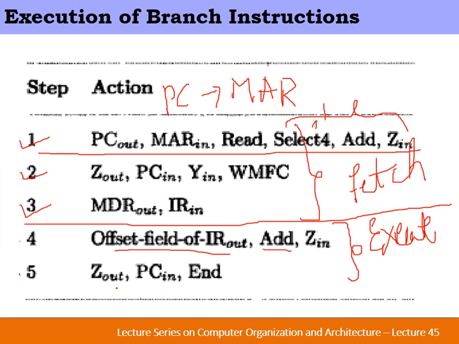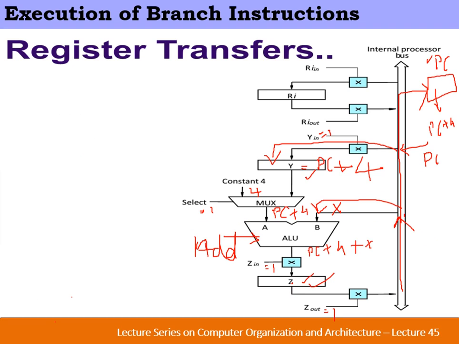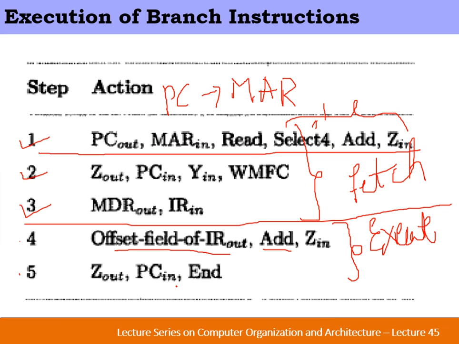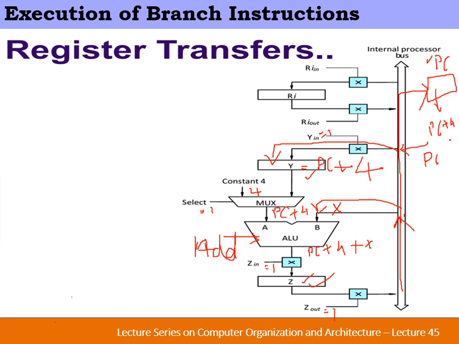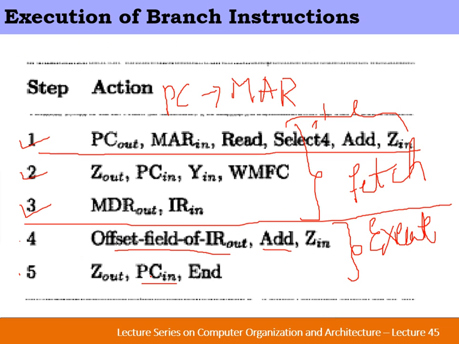And at step number 5 we have Zout equal to 1. The content of PC plus 4 plus X will be propagating in the internal processor bus, and we are going to store it in the program counter. As the value is going to get copied in the program counter, we have the PC plus 4 plus X value. So the offset is also added, and the program counter is loaded with the branch target address. This is going to happen in step number 5.